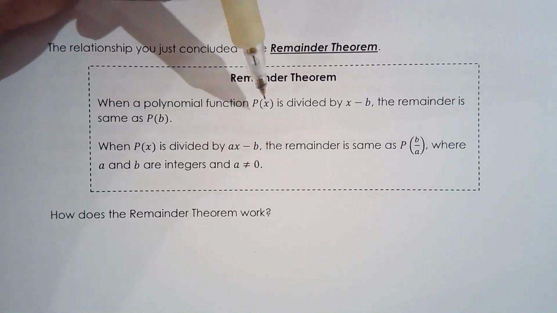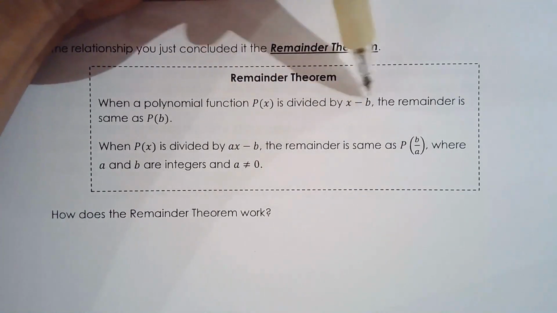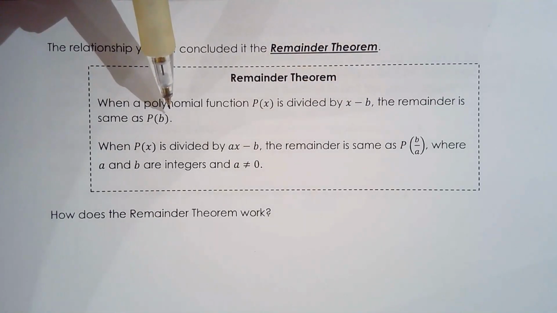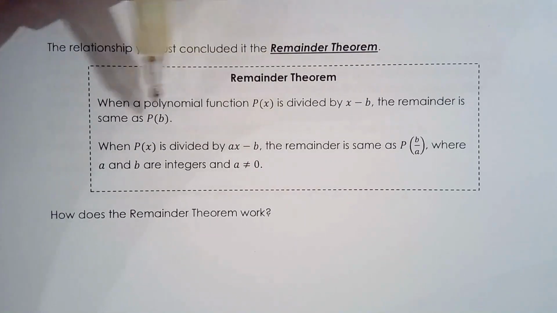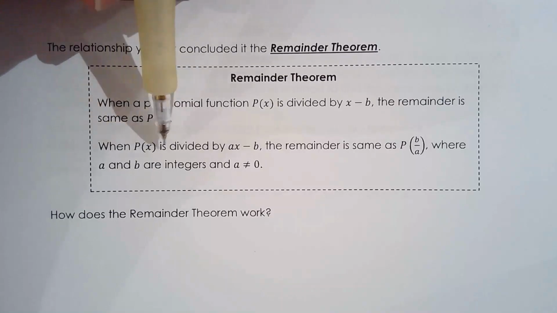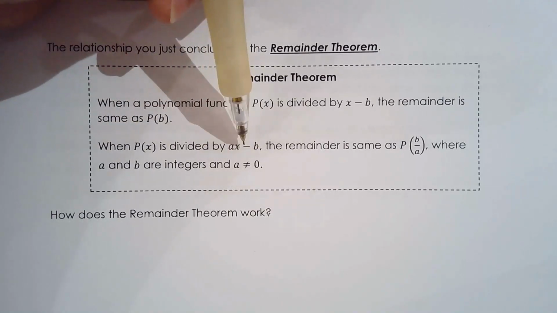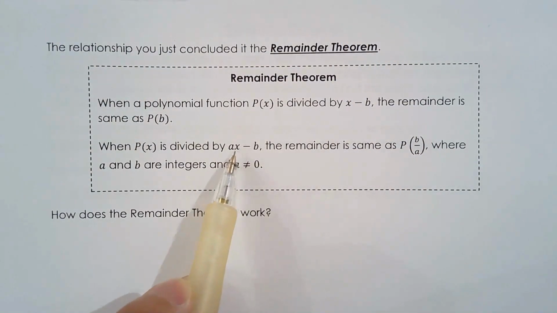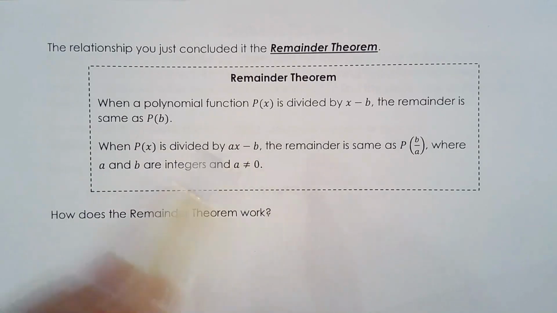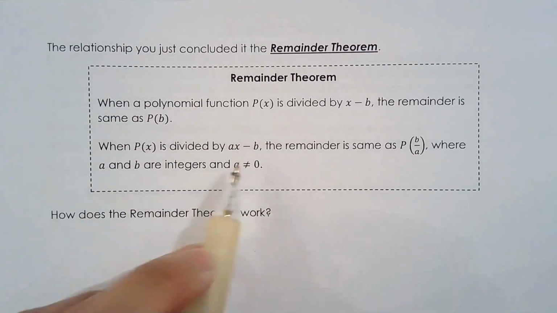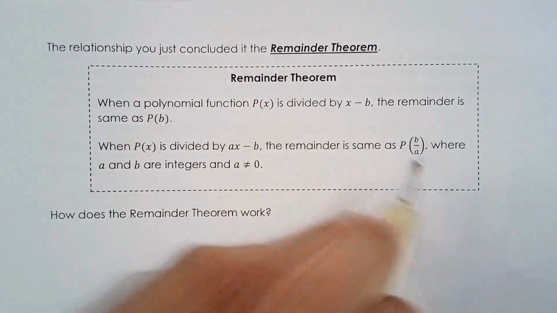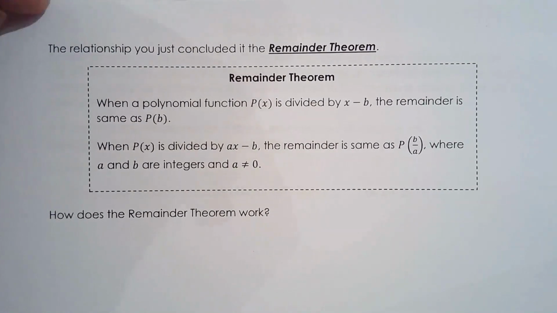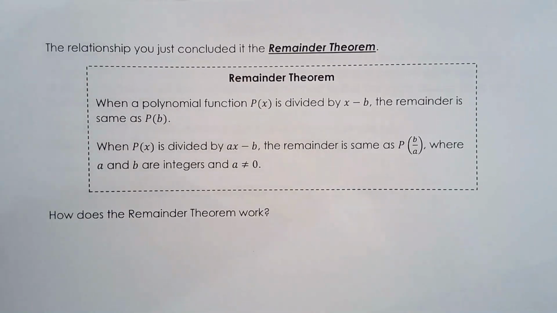Like I said before, I have a polynomial p of x. If I divide by x minus b, the remainder is p of b. That's analogous to what we did for example 4. Now, when p of x is divided by ax minus b, the remainder is p of b over a. Remember, if I sub b over a in for x, that makes ax minus b equal to 0. And of course, a can't be 0 because then b over a would be undefined. So that's the remainder theorem. It allows us to find the remainder without doing long division.